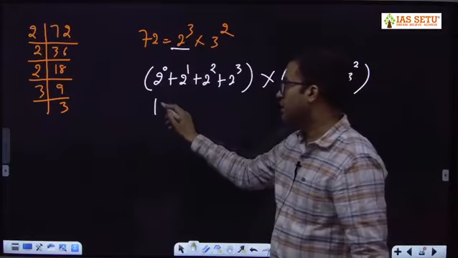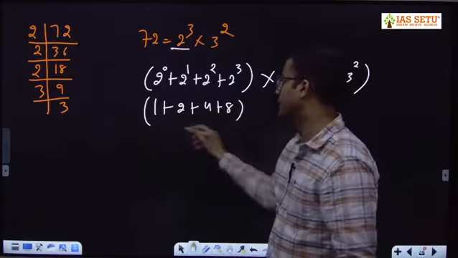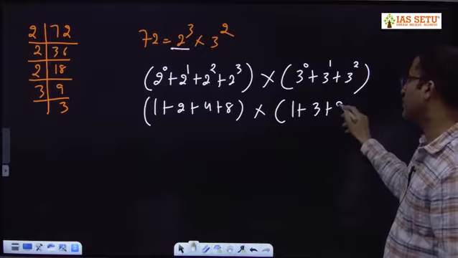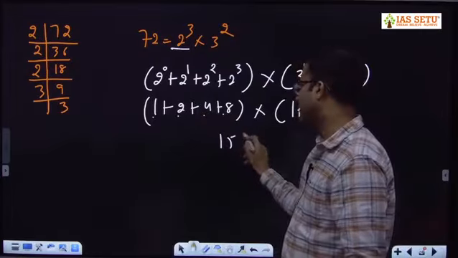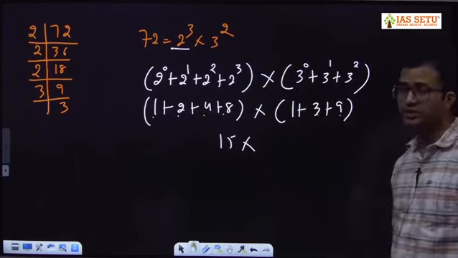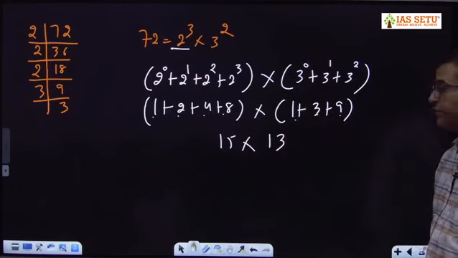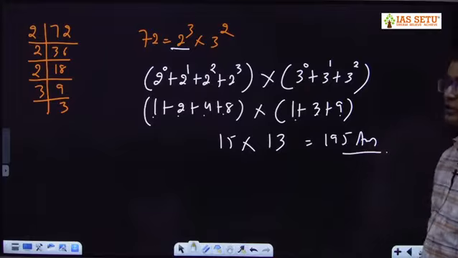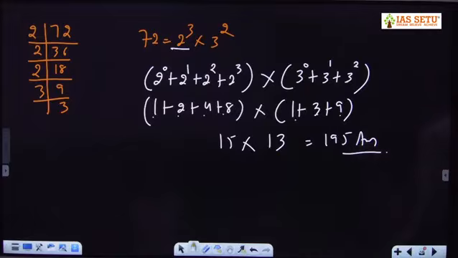So it is 1 plus 2 plus 4 plus 8. This is 1 plus 3 plus 9, since 3 square is 9. So it is 1 plus 2, 3, 7, 15 into 9 plus 3, 12, 12 plus 1, 13. 15 into 13 is 195. So if you take all the factors of 72 and add them manually, your total will come to 195.